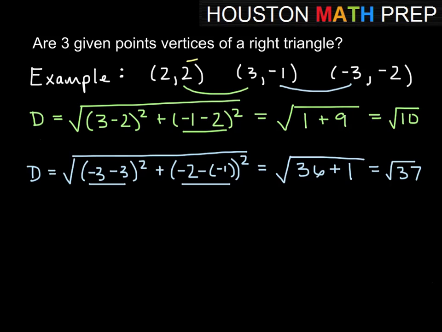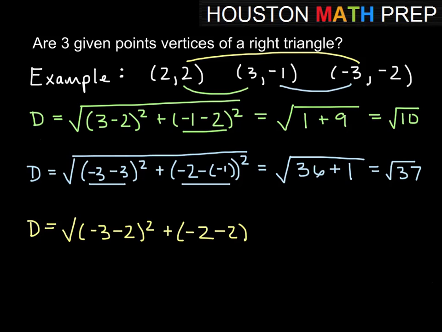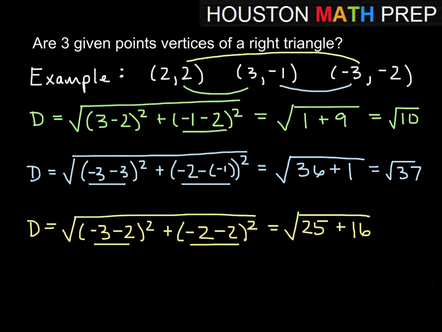Alright, and the last distance, which would be point 1 to point 3. So we're finding the distance from 2, 2 to negative 3, negative 2. So I have negative 3 minus 2 squared plus negative 2 minus 2 squared. That's going to give us negative 3 minus 2 would be negative 5. Square that, we get 25. Plus negative 2 minus 2 would be negative 4. Square that and we get 16. 25 plus 16 would give us square root 41.